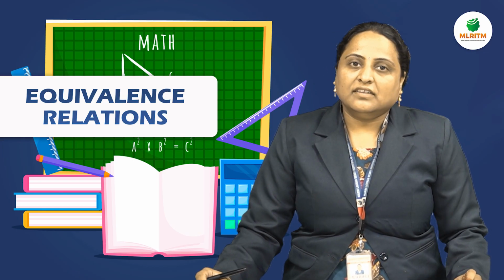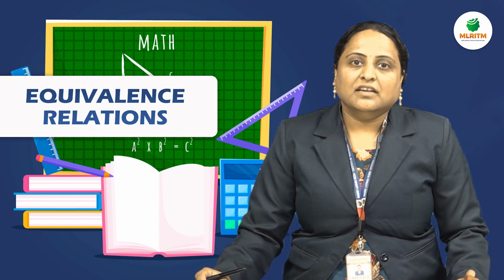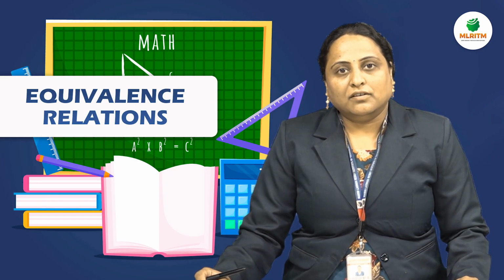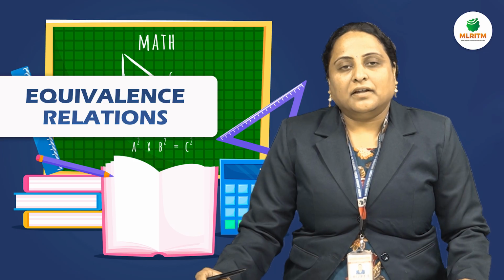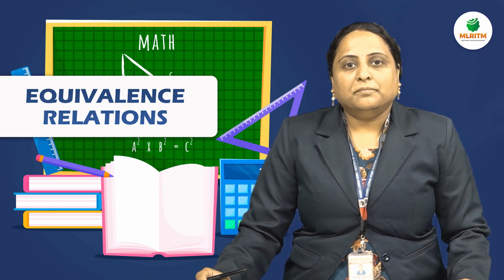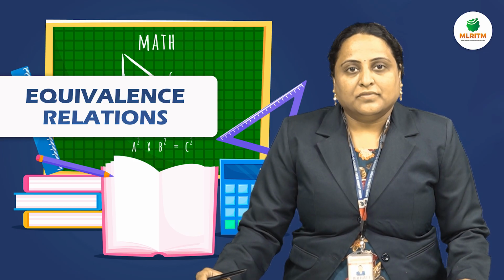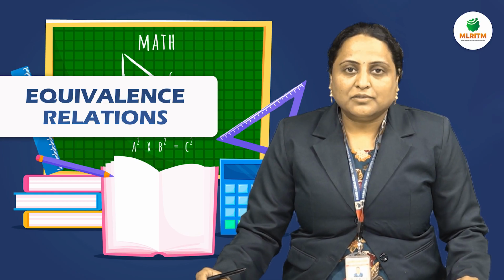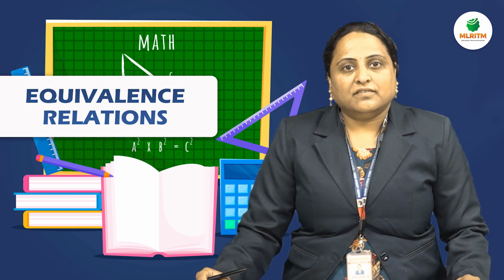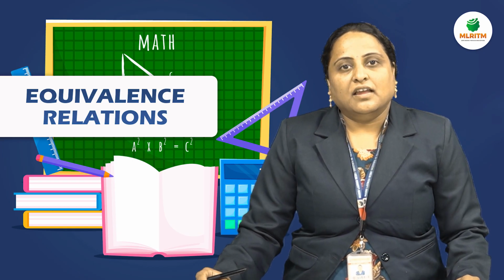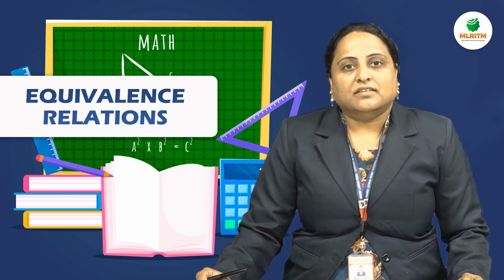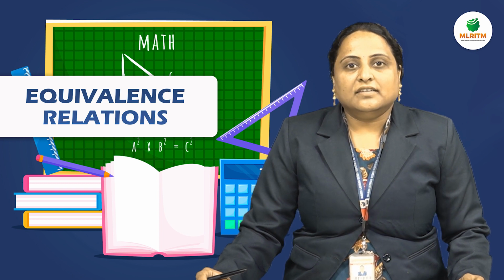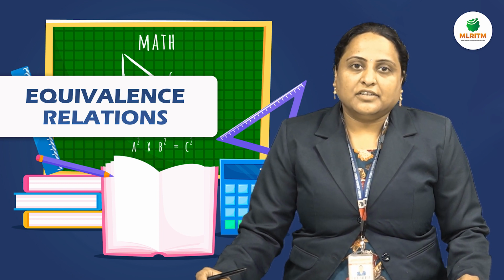Generally, the Cartesian product defines all possible ordered pairs on a given set, but a relation is formed based on certain criteria. That is how a relation is formed, and we have seen different types of relations like reflexive, symmetric, antisymmetric, and transitive relations. So let us see what an equivalence relation is in today's session.